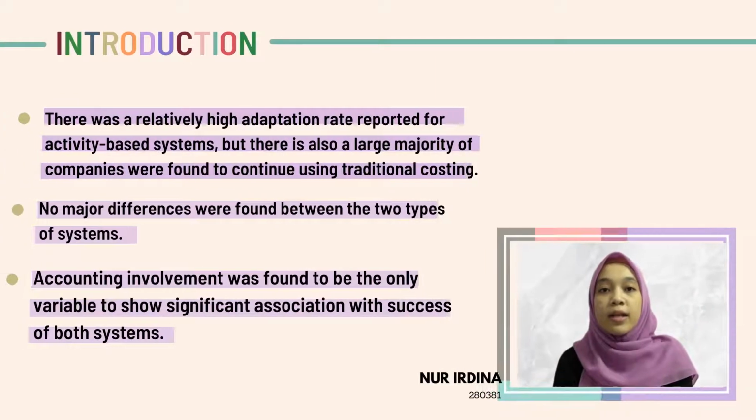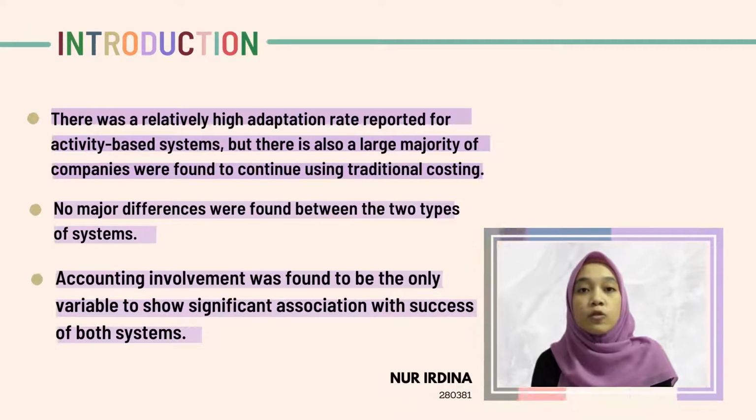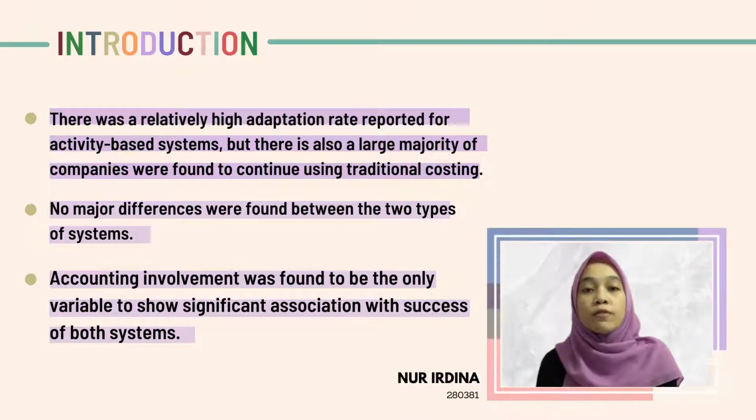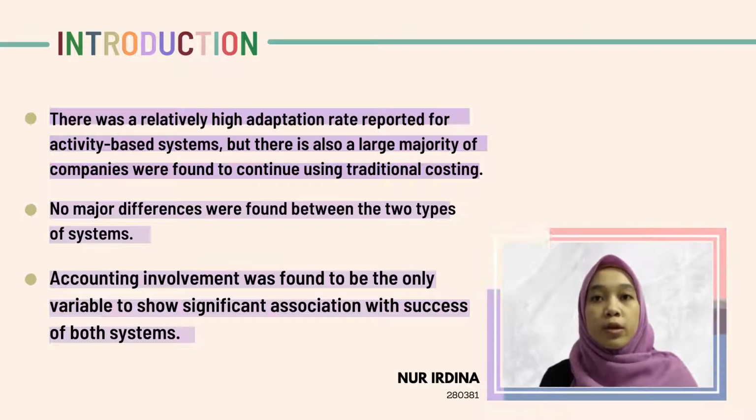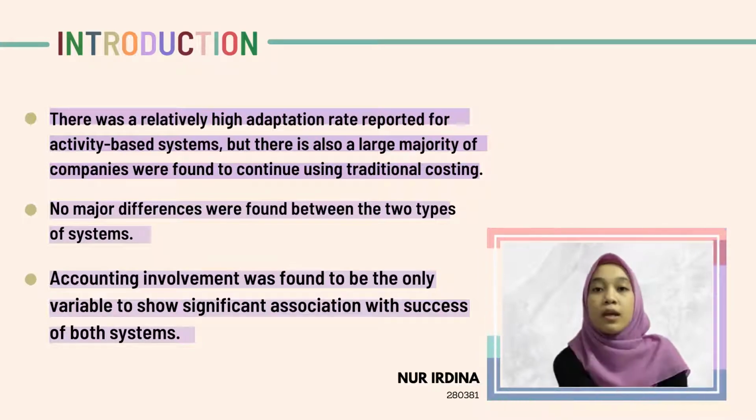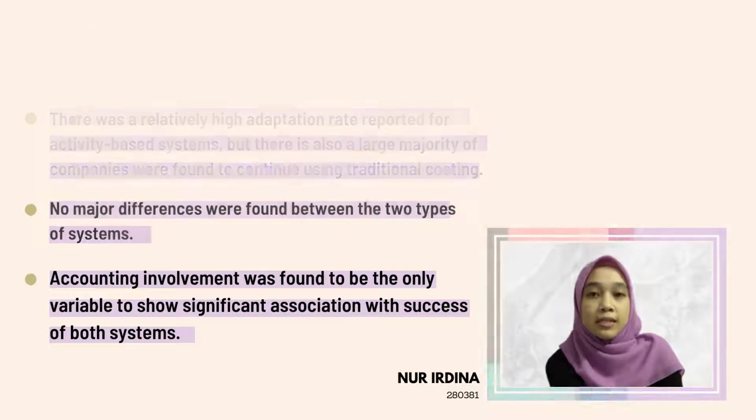A relatively high adoption rate was reported for activity-based costing systems, but a large majority of companies was also found to continue using traditional costings. No major differences were found between the two types of systems in terms of overall usage frequency or perceived success, but significant differences were reported for specific areas of application. Accounting involvement, previously found to be a non-significant variable in ABC success, was found to be the one and only variable to show significant association with the success of both ABC and traditional systems.